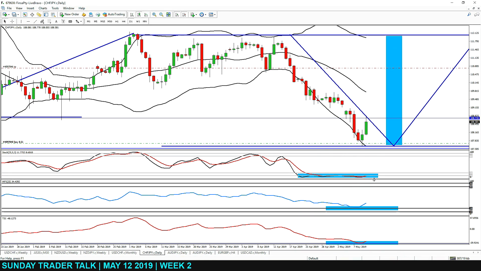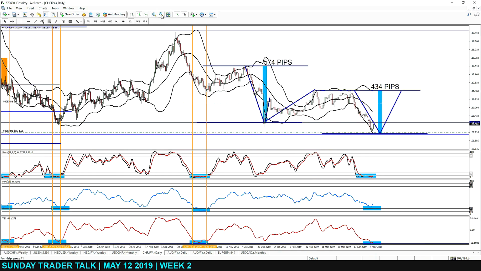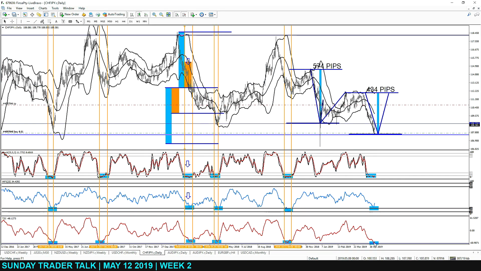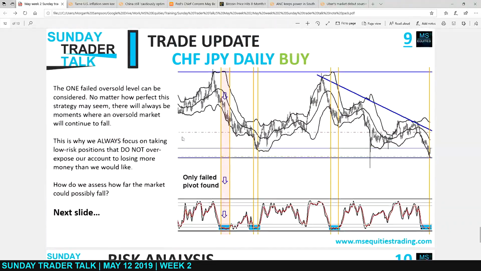But the stochastic is strongly oversold. The MFI went to those oversold levels as well. The TSI is sitting at historically oversold levels, as never seen before, lower than ever seen before. So I'm very optimistic about the progress of this trade. I really think that we're going to push into a higher level here. So let's quickly go on to the grand finale of this.